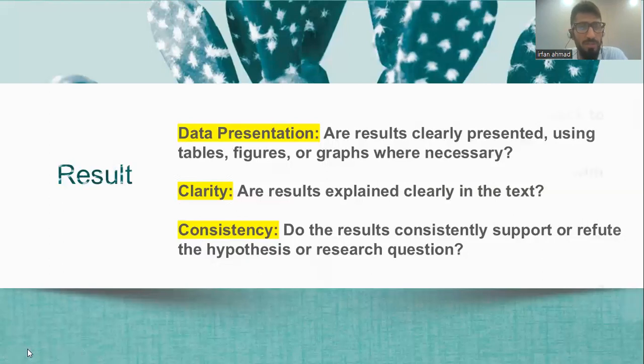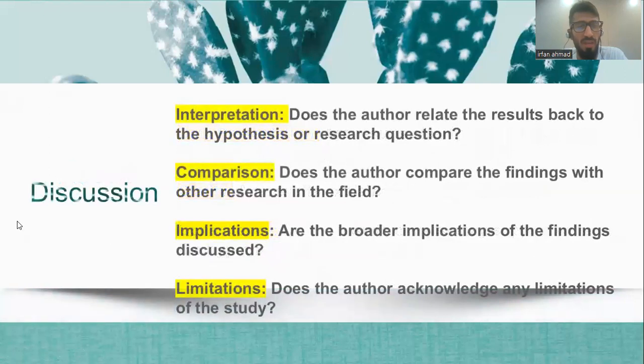So after the result, the fourth thing is the discussion. Okay, in the discussion section, you have to interpret: does the author relate the result back to the hypothesis or research question or not, right? The comparison: does the author compare the findings with other research in the field or not? Okay, implication: are the broader implications of the study discussed, like what are the implications or positivity of the result? Is it generalized or not? And the limitation: does the author acknowledge any limitation of the study or not?